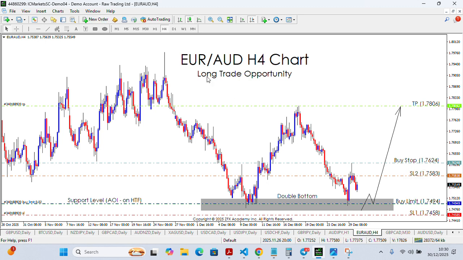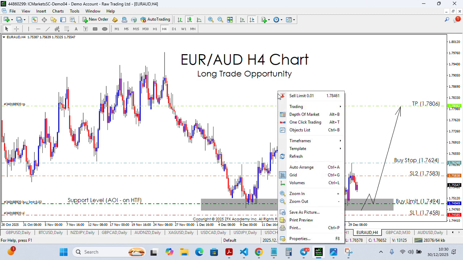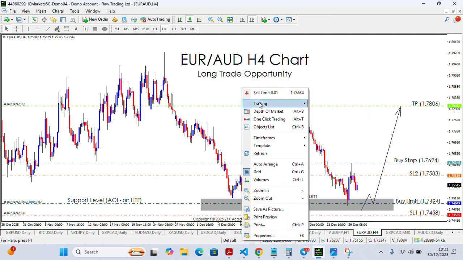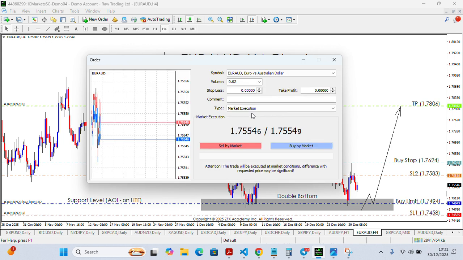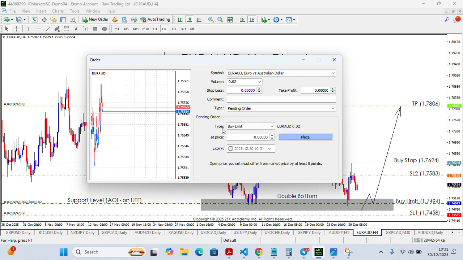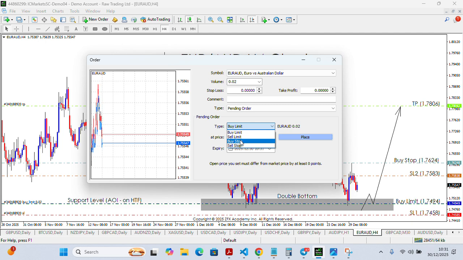For the buy stop there are so many ways you can do it. You can just right click here, select trading and come to new order. Let's use this other approach: right click on your chart, select trading, and come to new order. When you do that, remember you have to change the type to buy stop. Change the type of trade to pending order, and from pending order, you select the type of order, which is buy stop. All right, so you now fill in the other parameters.